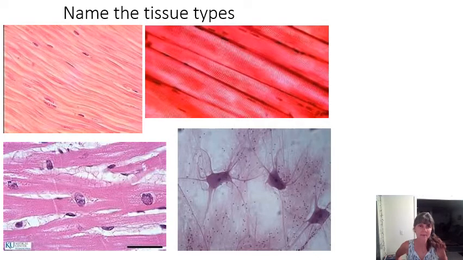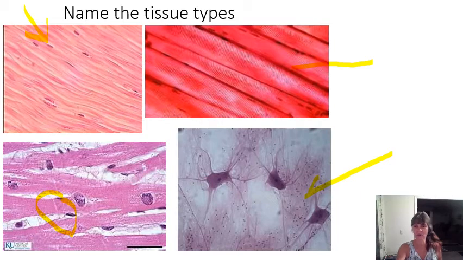Let's see if we can name these tissue types. Here we have skeletal muscle on the upper right, cardiac muscle on the lower left. You can see the intercalated discs, smooth muscle on the upper left picture, and nervous tissue on the lower left.